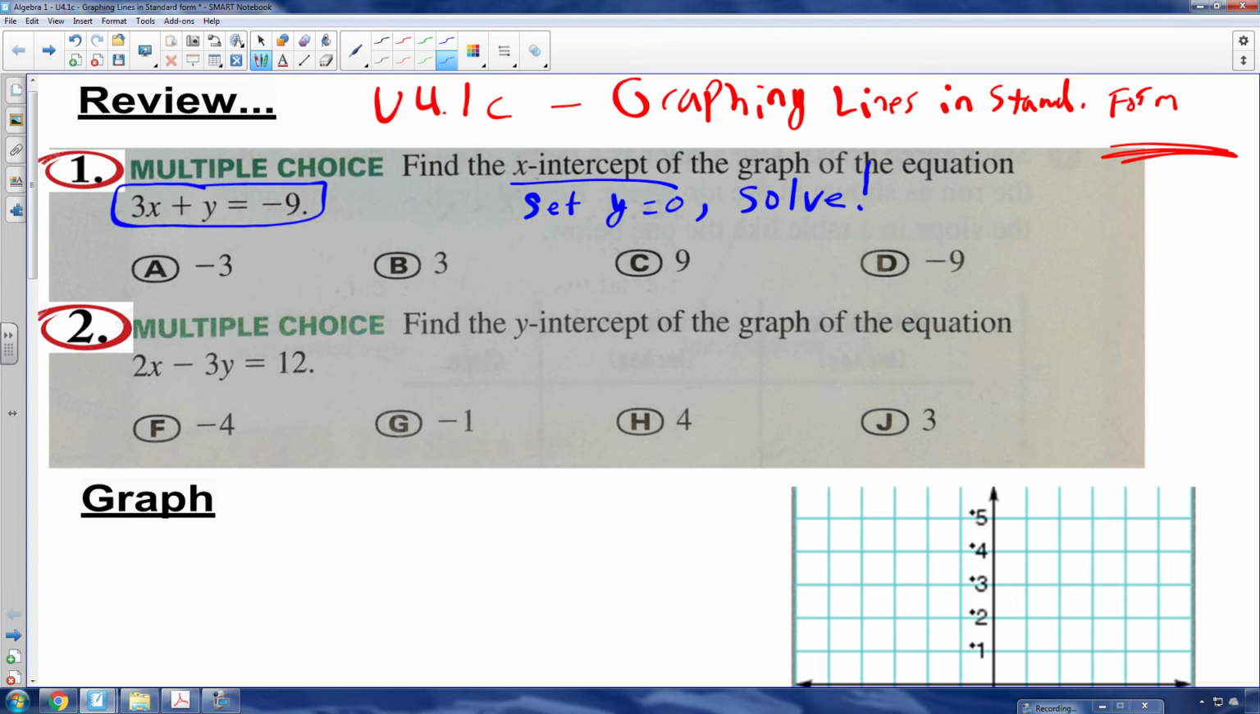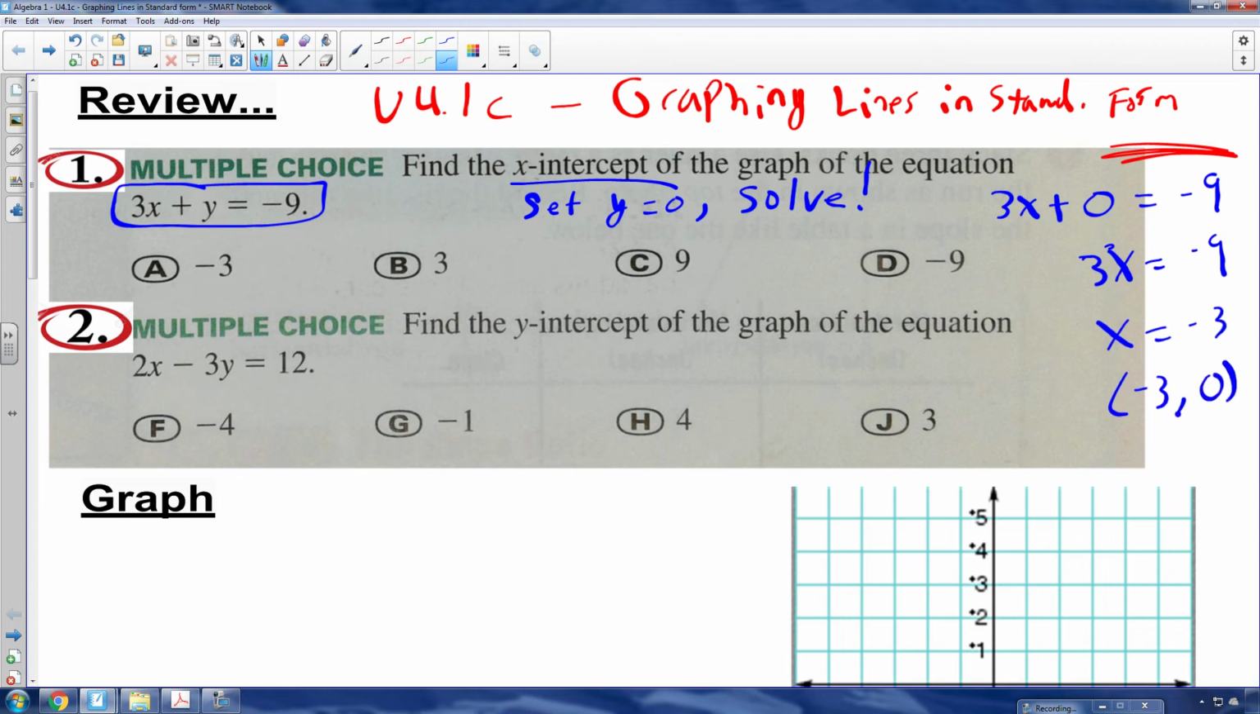So I'm going to go over here and do some work. I'm going to have 3x plus y, but y is being replaced with 0, is equal to -9. So isn't that just straight up 3x is equal to -9? Right? And when I divide both sides, I'm going to have x is equal to -3. So the x-intercept of this is -3, 0.